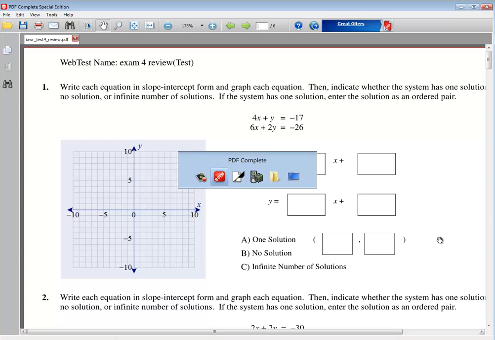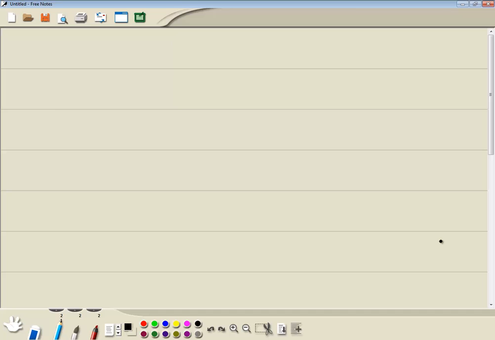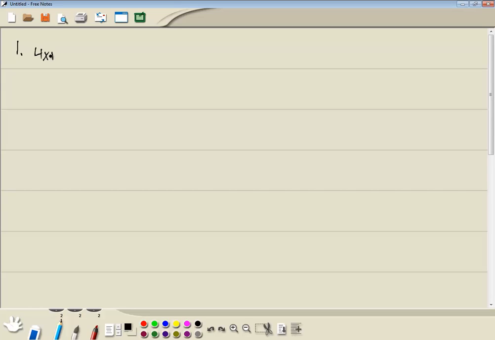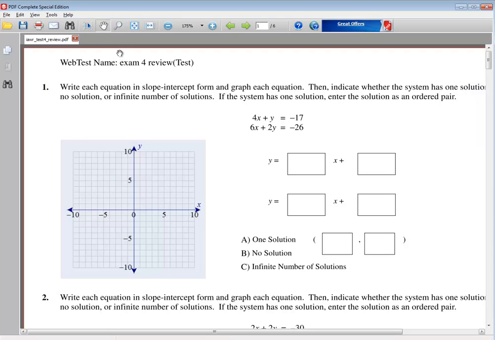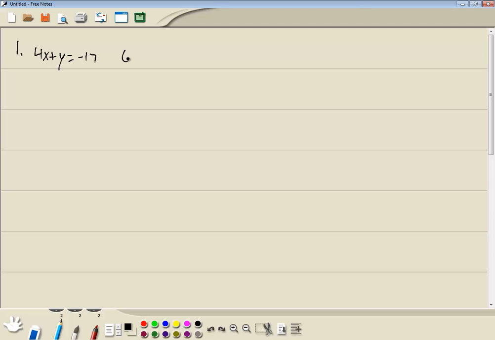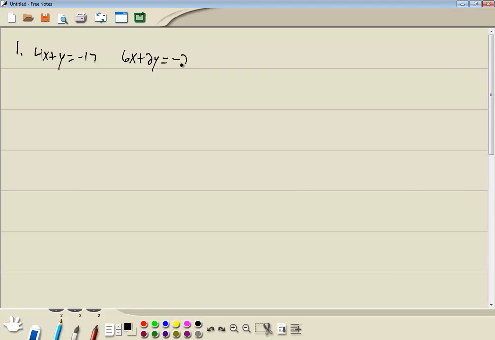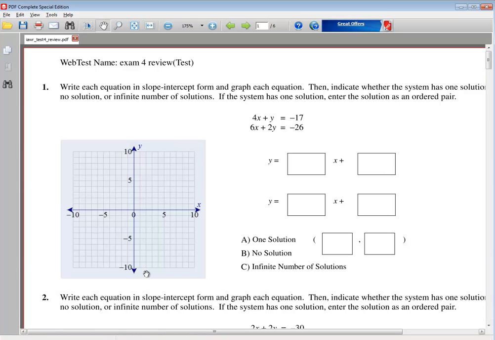Take a look at this problem. We got 4x plus y equals negative 17, and we got 6x plus 2y equals negative 26. Instructions say write each equation in slope-intercept form and graph it. Then indicate whether the system has one solution, no solution, or infinite number of solutions. Okay.